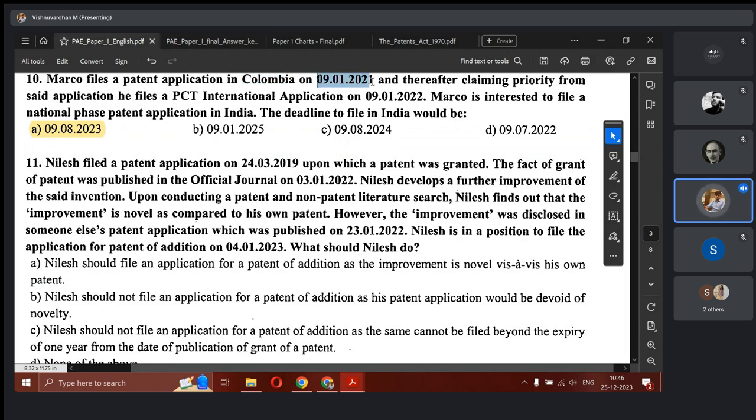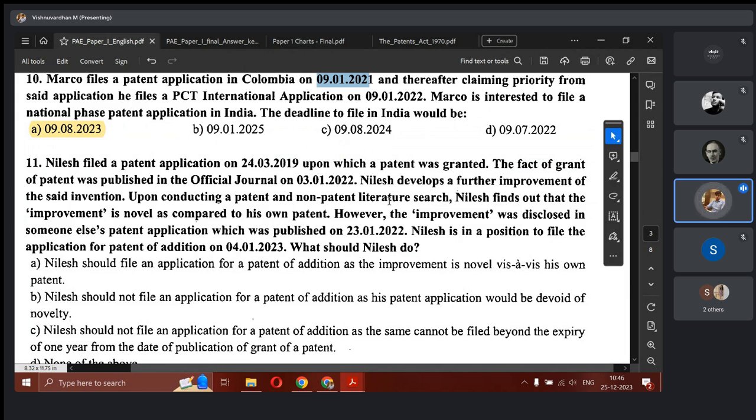So he files the national application on 9th January 2021. Okay, so in Jan 2021, you filed your national application. So now the patent office doesn't know what your plan is. Are you filing a PCT later on? Are you going to apply in other countries like Pakistan and USA? They don't know. They don't care. So with respect to the patent office, you have just filed a normal application.